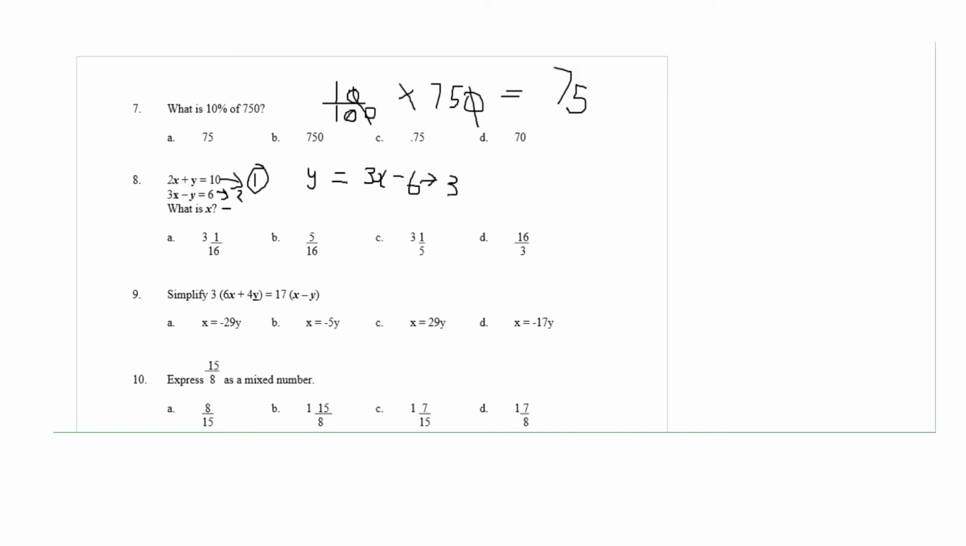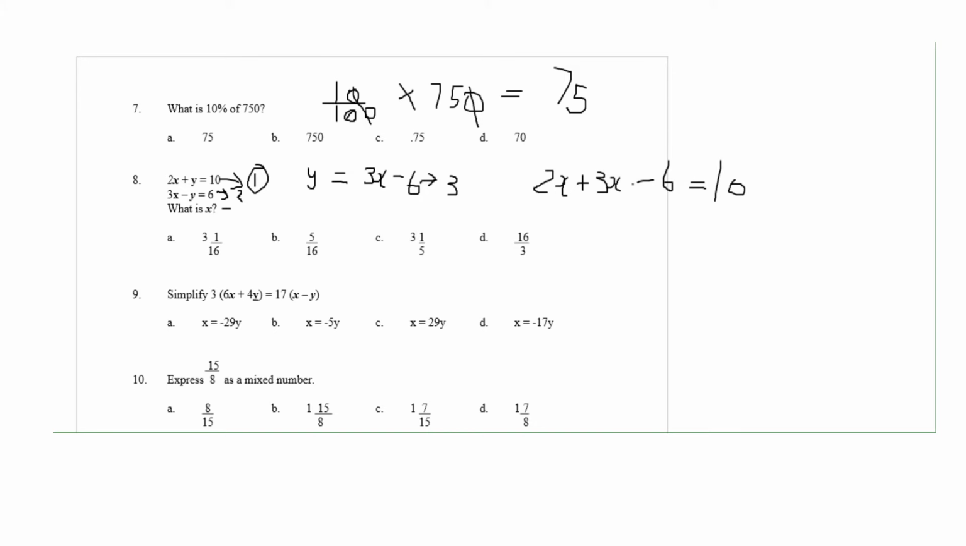So in order to find x now, I'm going to substitute equation 3, which is this one, into equation 1. So anywhere I see y, I'm going to put this. So you'll have 2x plus 3x minus 6 equals 10.